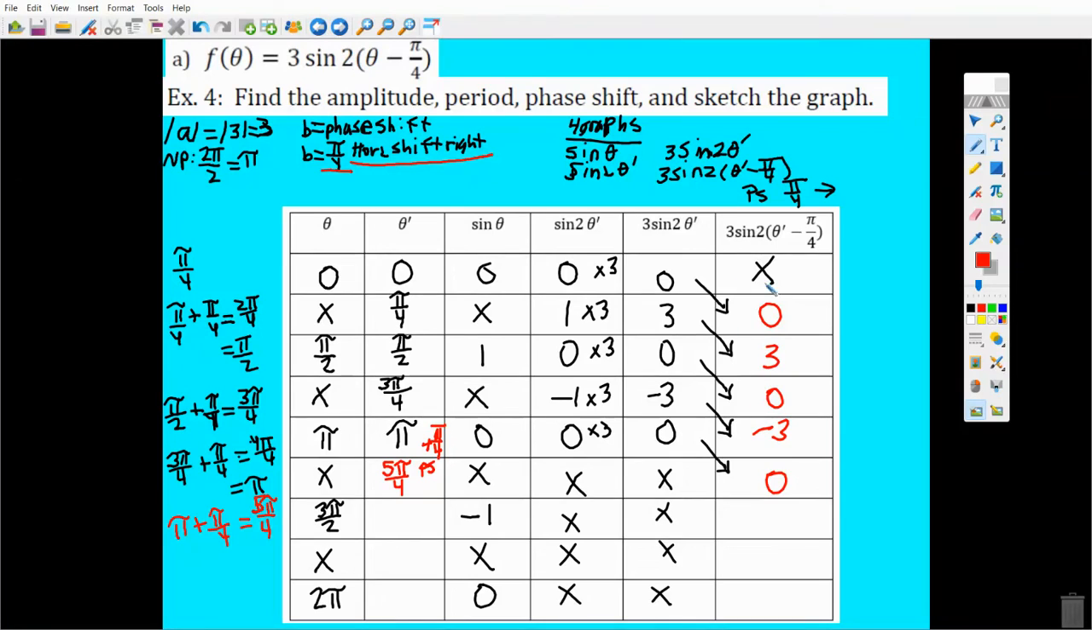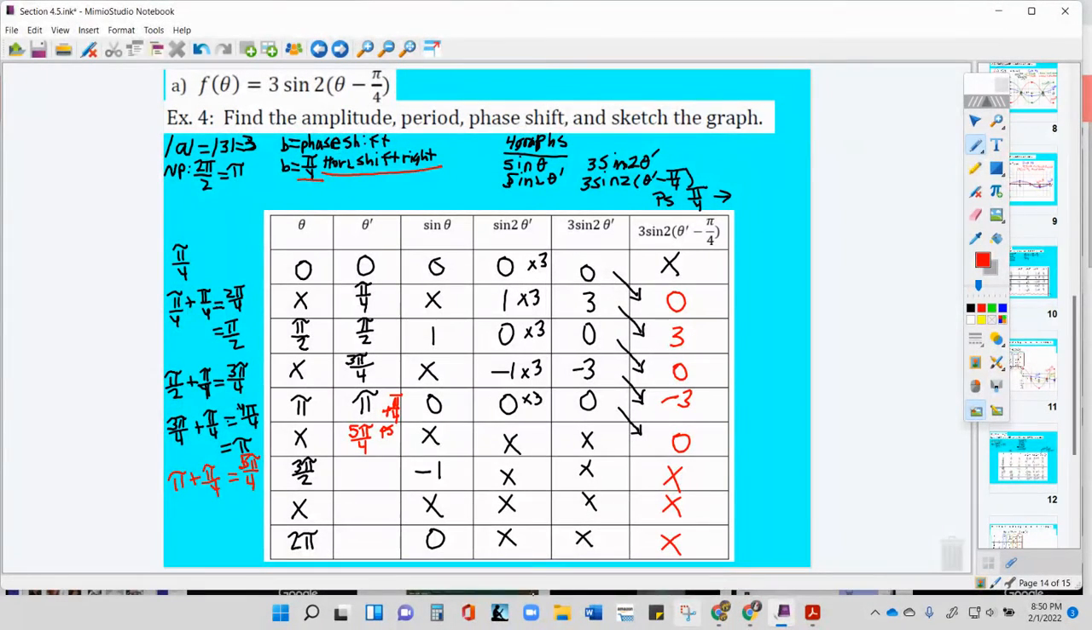All right, so with that, we now have enough information to go ahead and graph these. So I'm going to go ahead and take a picture of this. Give me one moment. Let me go ahead and do that.